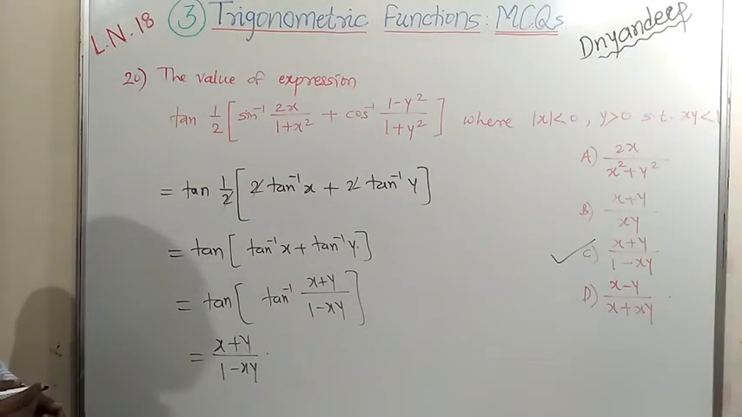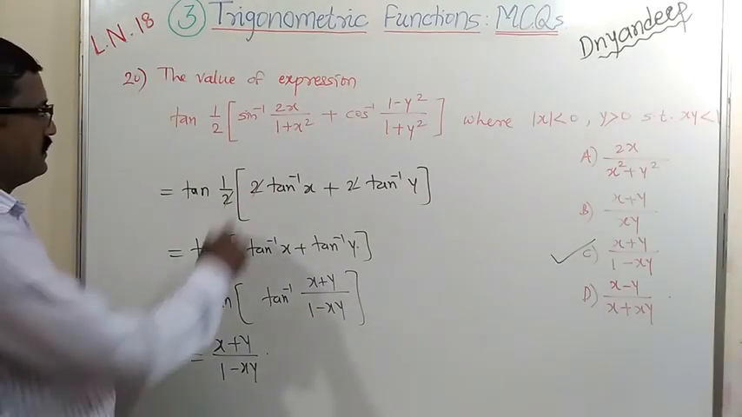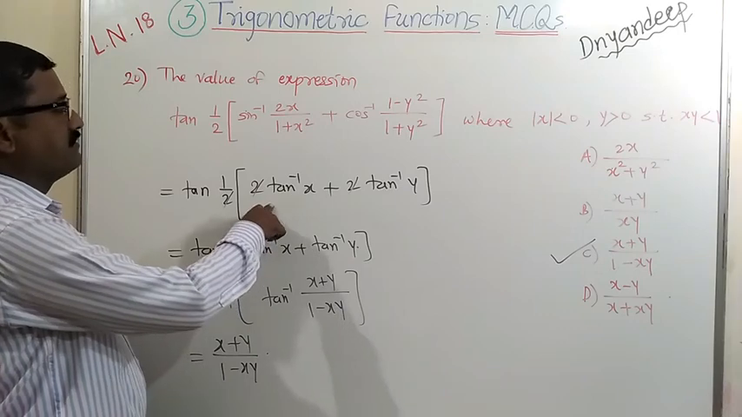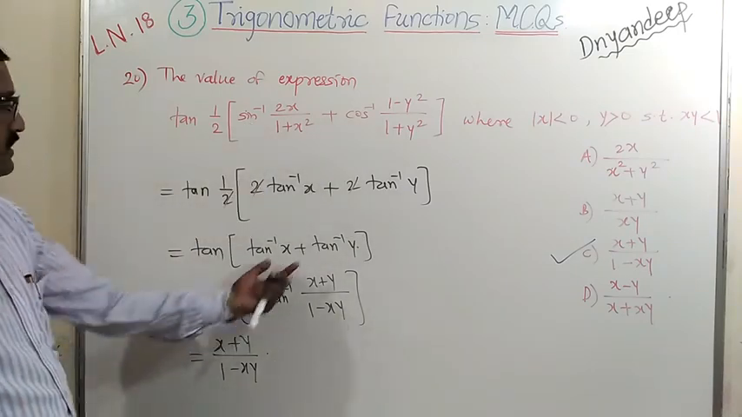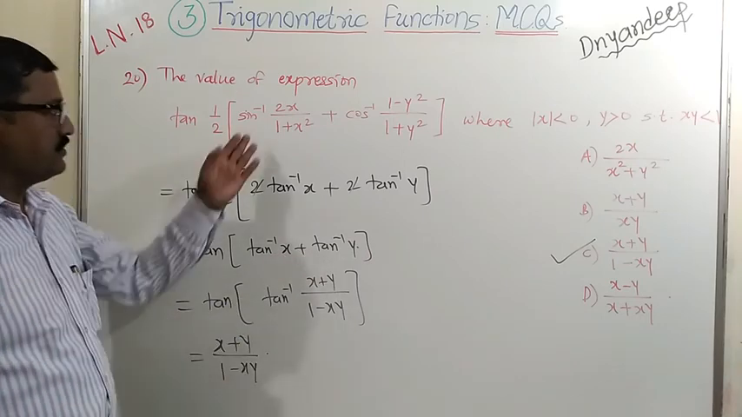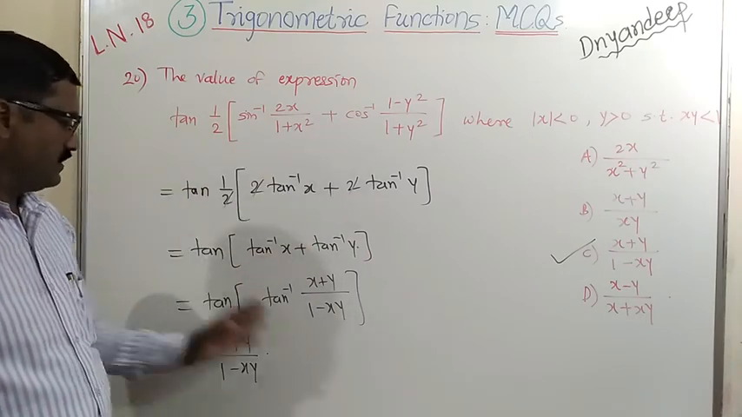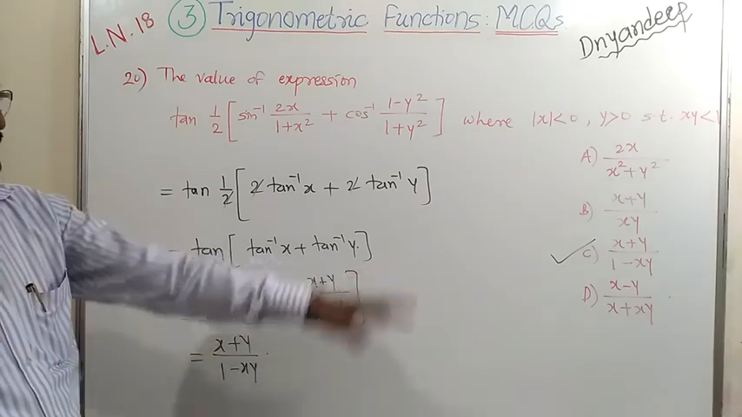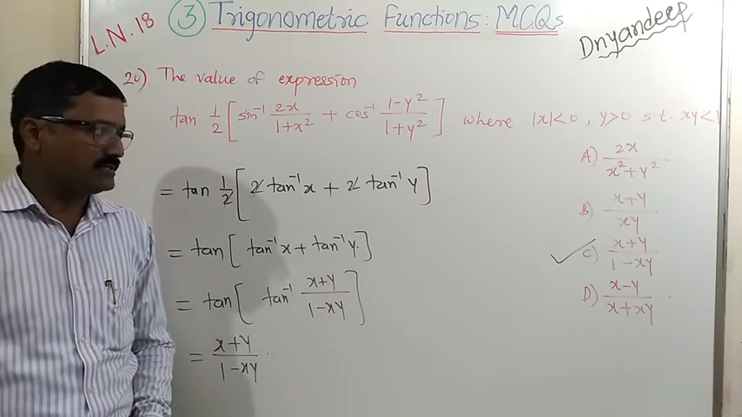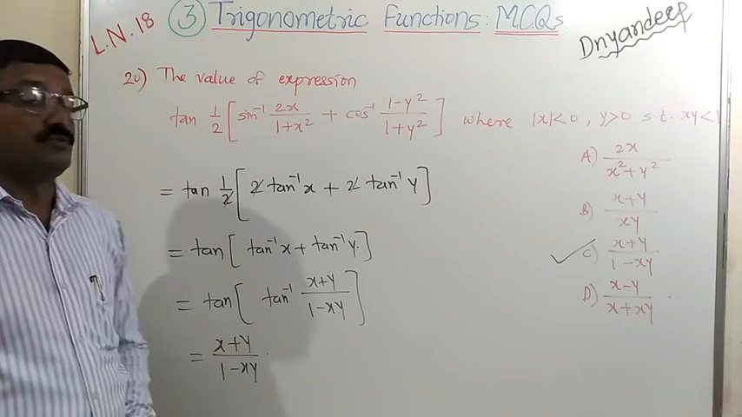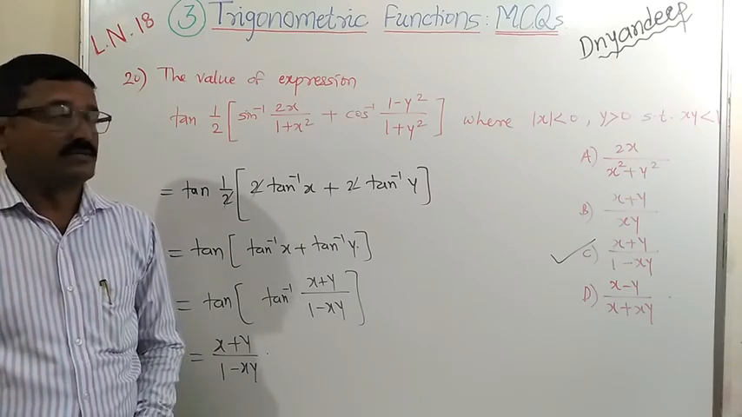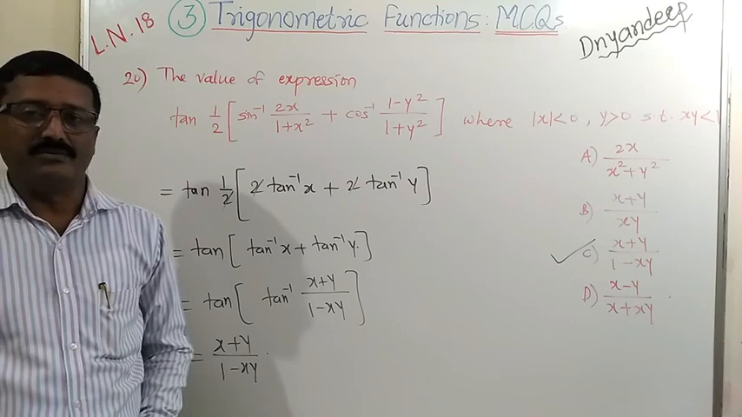So it's very simple. If we use these formulas, double tan inverse of x and double tan inverse of y into cos inverse and sin inverse to land this third formula. So if you know these three formulas, then you can easily get the answer, that is C, x plus y upon 1 minus xy. So in this lecture we have solved so many examples which are of objective type.